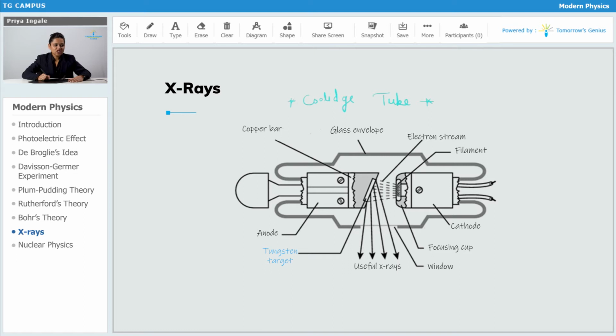So that energy can be utilized in two ways, whether it is converted into photon or it is lost in the form of heat energy. So two possibilities are there, but when it is converted into photon, the useful X-rays are produced of required frequency or the wavelength, I can say.